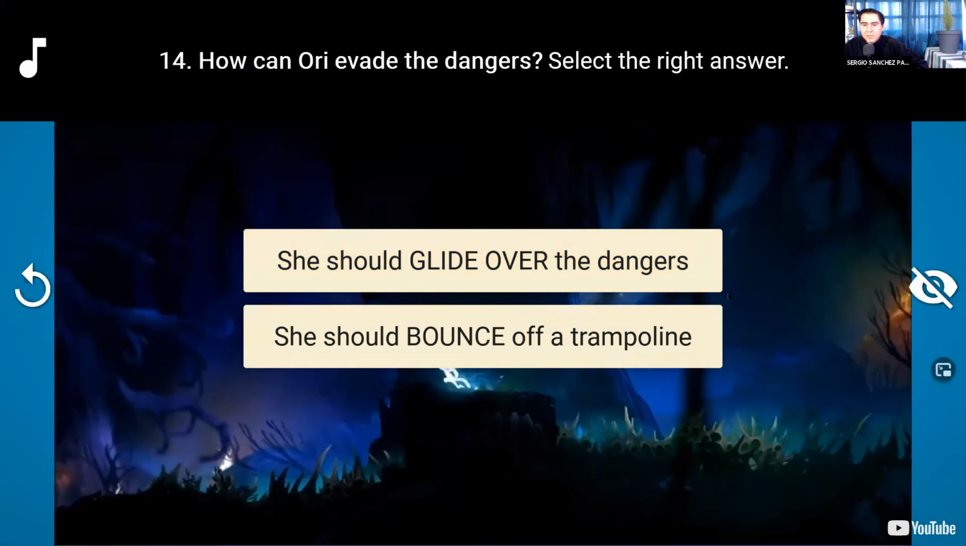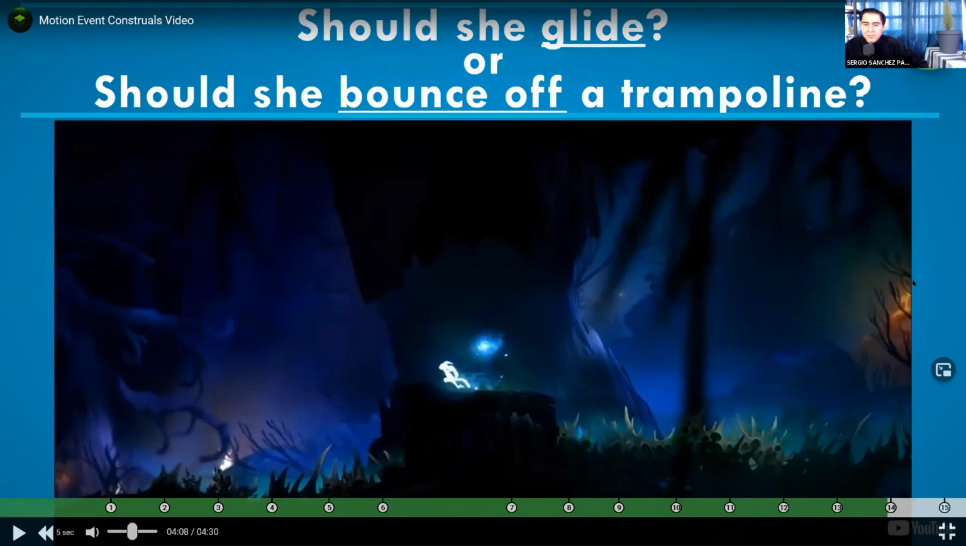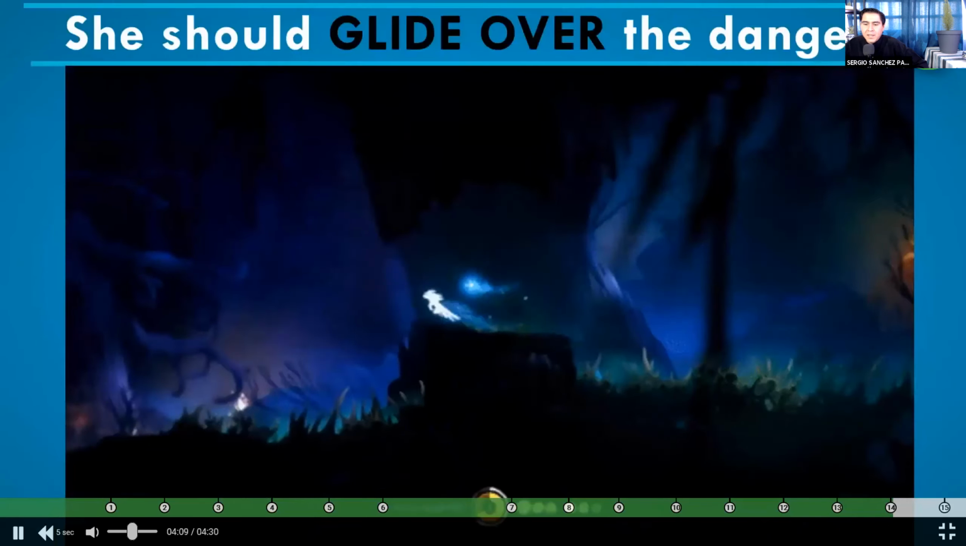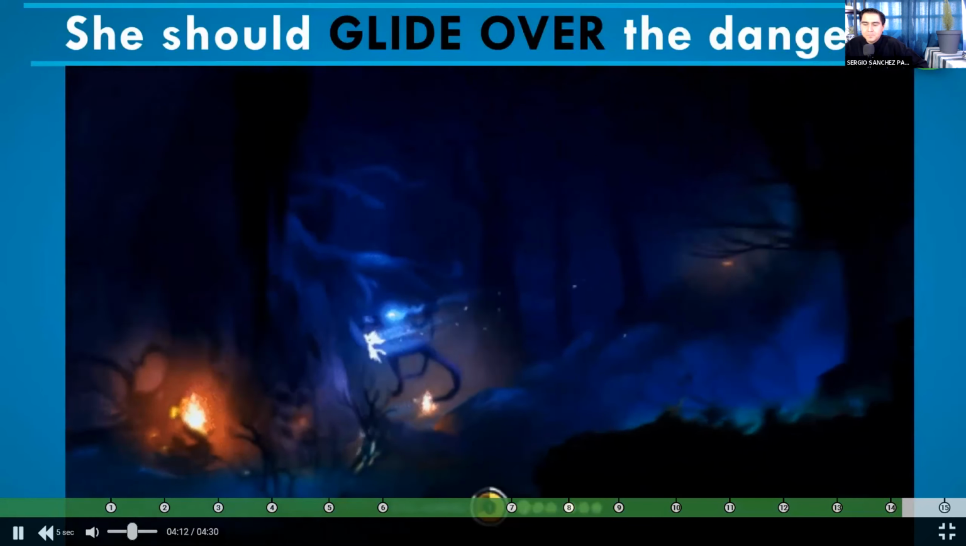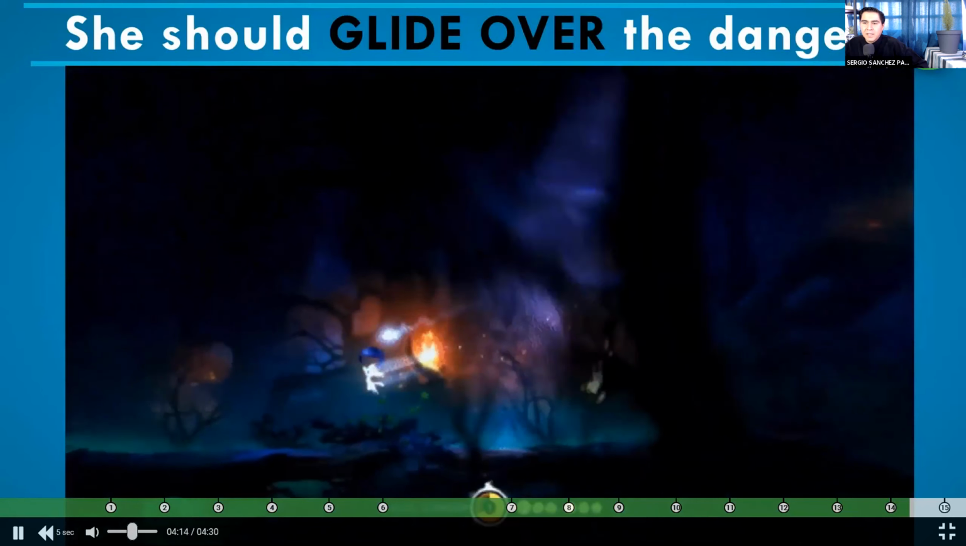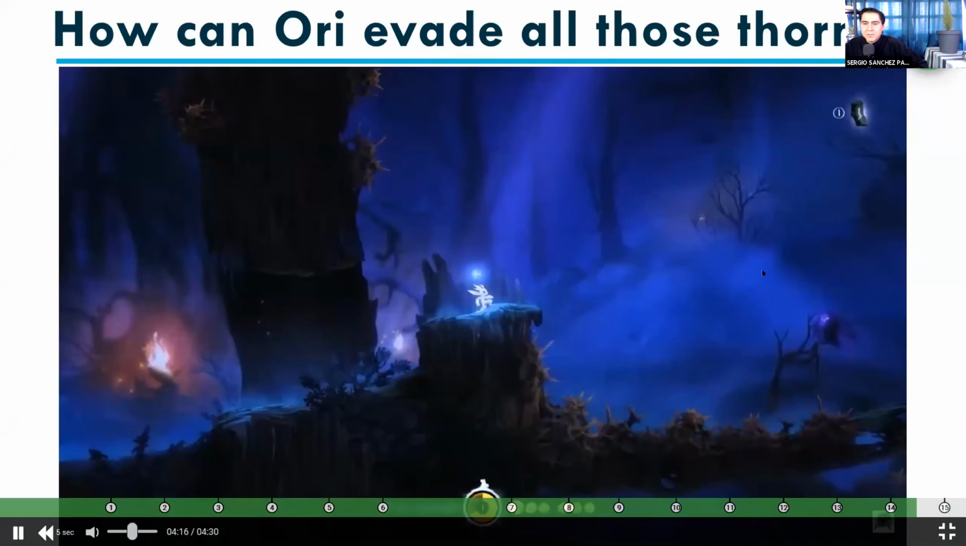And the questions are here. So I'm going to go for she should glide over the dangers, and I continue, and I will be shown how that happens. So there she is, gliding over the dangers.